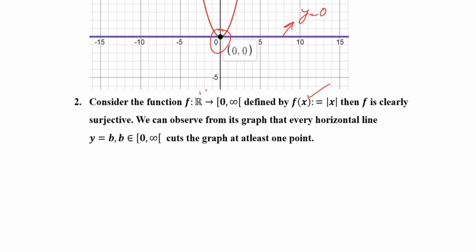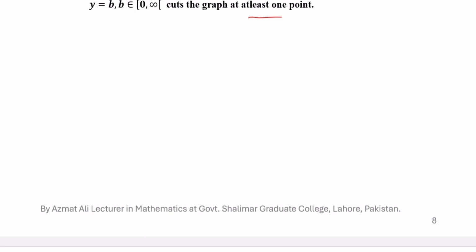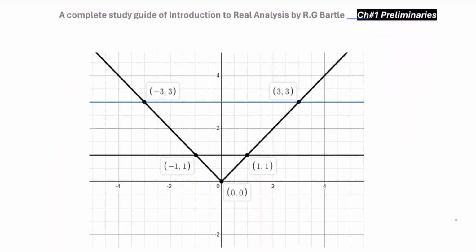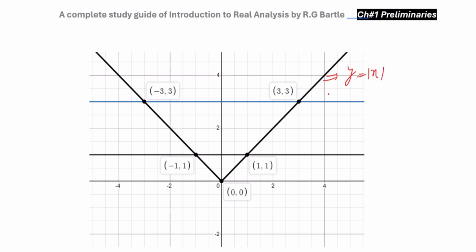Again, I am taking here the graph of the absolute function f of x is equal to absolute x, whose domain is the set of real numbers and range is non-negative real numbers. You can again observe that every horizontal line cuts the graph at least 1 point, similar to the parabola. This black graph represents the graph of y is equal to absolute x. This blue line cuts the graph at 2 points, first here and second one is here, minus 3 comma 3. Again, this black line cuts the graph at 2 points, and the x-axis touches the graph exactly at 1 point. So this is also the graph of a surjective function.